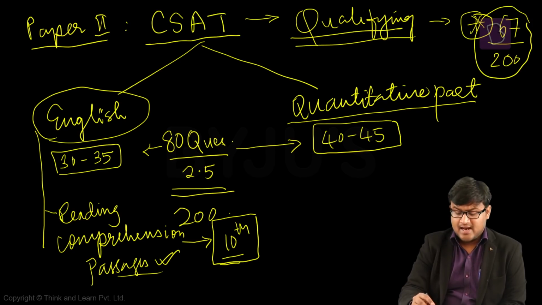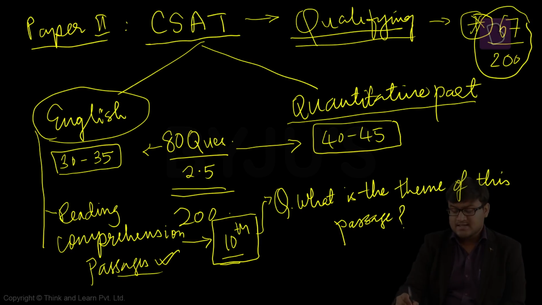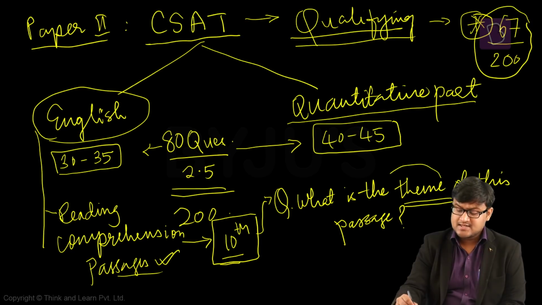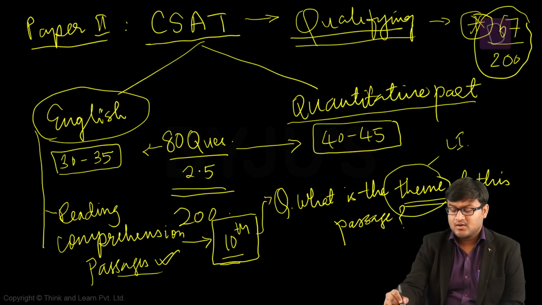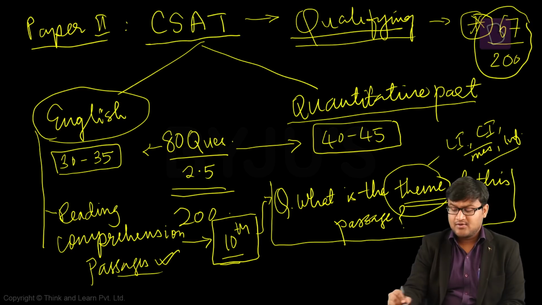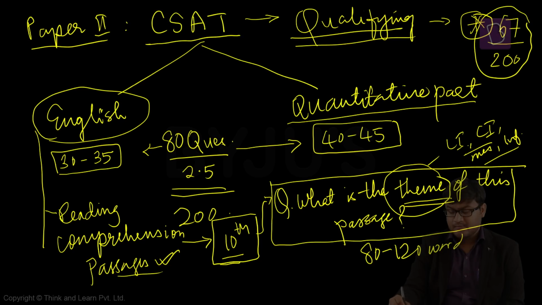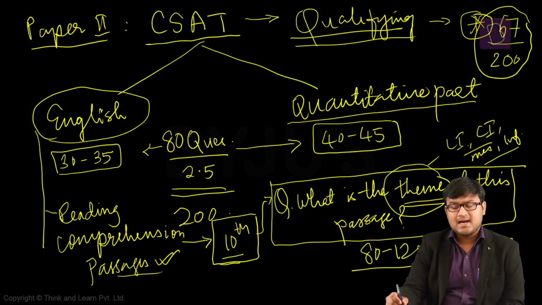One important thing that I would like to highlight here is that in this reading comprehension, you will find questions like, what is the theme of this passage? Or what is the central idea of this passage? They'll replace this word theme maybe with central idea or core idea or message or inference. They can give you any word, but basically the question would be this. And therefore, you need to read the entire passage, which is about 80 to 120 words, understand the meaning fully, and then answer the question.